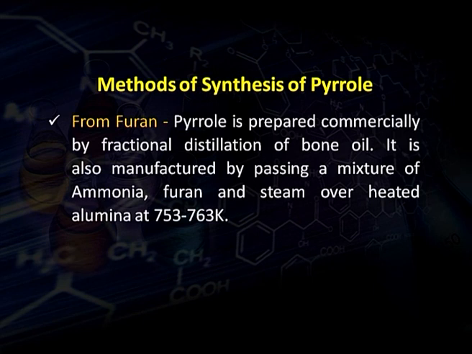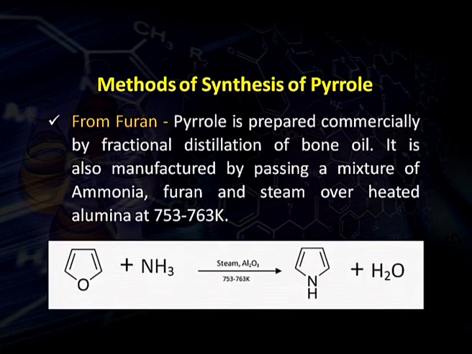On a large scale, on a commercial scale, although generally pyrrole is obtained by distillation of bone oil, it can also be manufactured by passing a mixture of ammonia, furan and steam over heated alumina at about 500 degrees centigrade or 750 to 763 Kelvin. When furan and ammonia are passed over heated alumina, pyrrole is obtained.